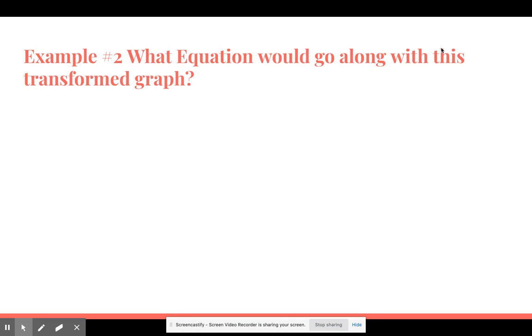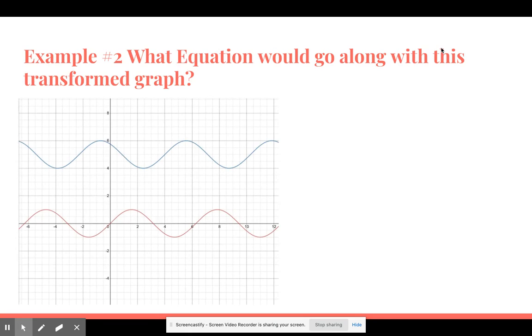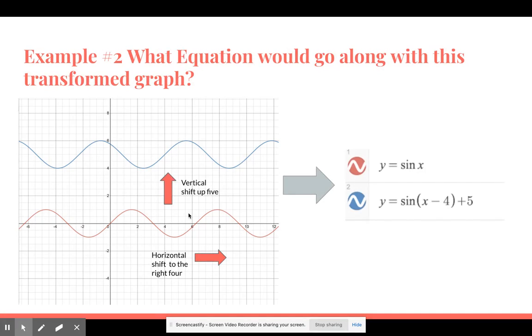So example number 2, what equation would go along with this transformed graph? So when you're looking at this graph, you automatically see that from the red to the blue, it is shifted up 5. You also see that there's a horizontal shift to the right 4. So it starts here, the normal one, and then it is shifted this much, which is 4. So what would its equation look like?